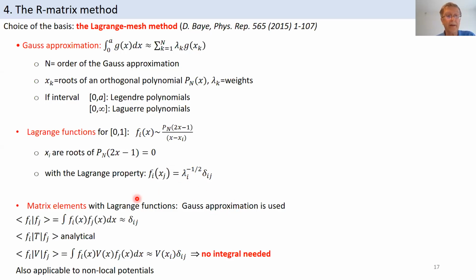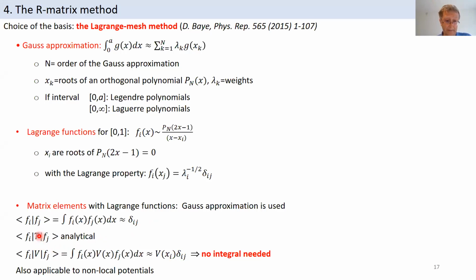So now the nice advantage of this basis is with the matrix elements. If you use the Gauss approximation to compute the matrix elements, then you find very simple solutions. First, let's consider the overlap. So the overlap is defined exactly by this integral. And if you use now the Gauss approximation for this integral, you easily find a delta ij. So they are orthogonal.